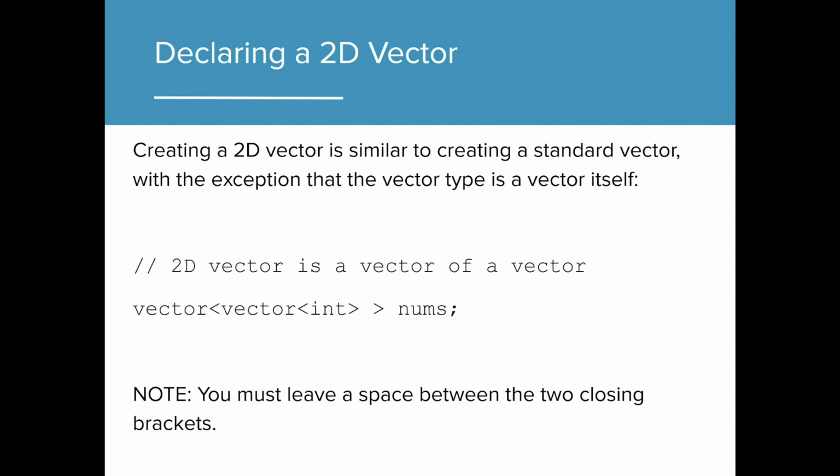Creating a 2D vector, therefore, is similar to creating a standard vector, with the exception that the vector type is a vector itself. In the example above, notice the space between the two closing angled brackets, as seen right here. Remember that two angled brackets together are used for streaming, such as printing lines to the console. So to distinguish the closing brackets from a streaming operator, you must leave a space between the two closing brackets.